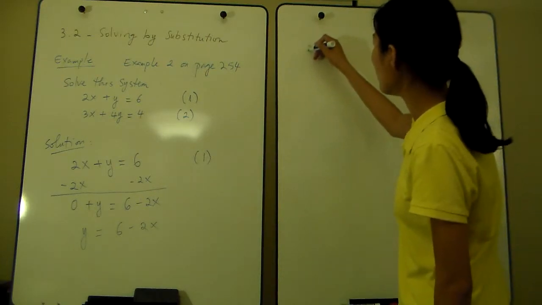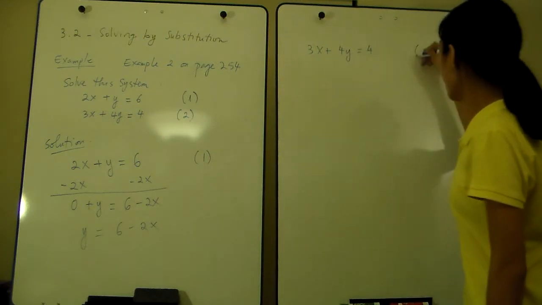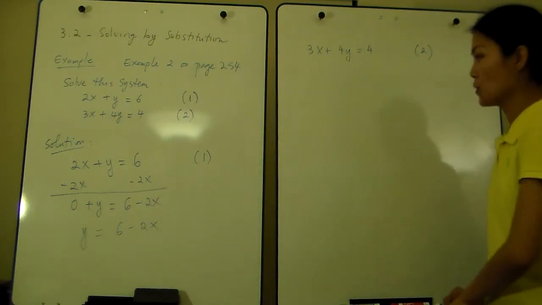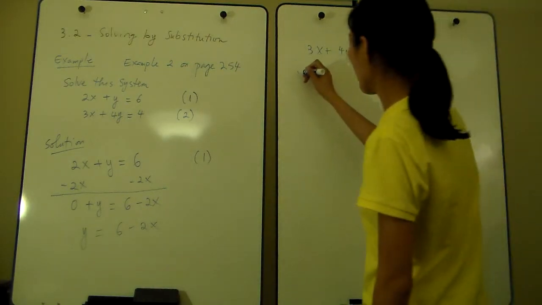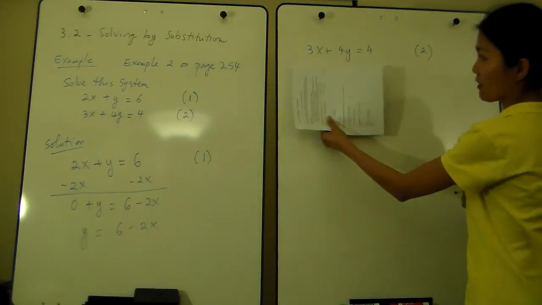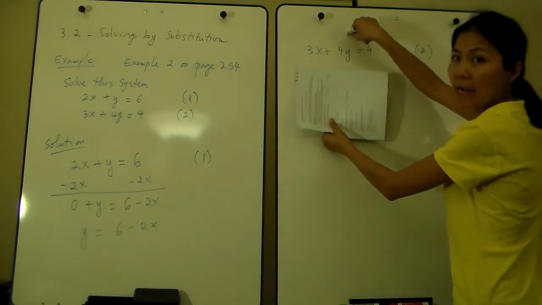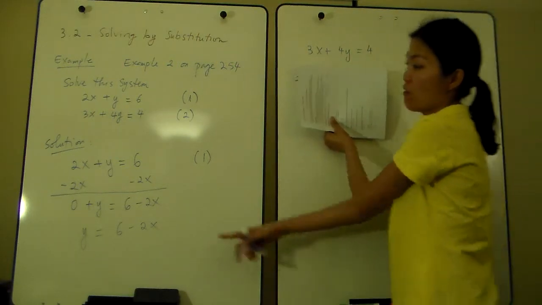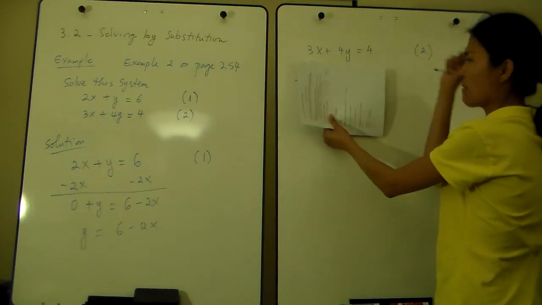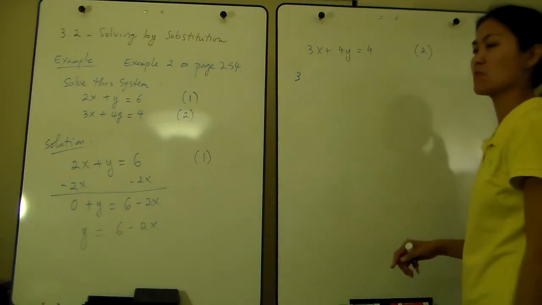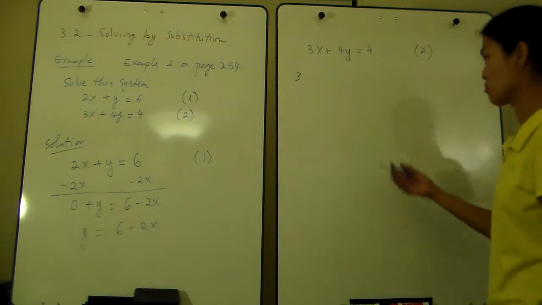Alright, so equation 2 is 3x plus 4y equal to 4. And this is equation 2. So I substitute this y into this y in equation 2. Now, before I do that, look at this. Equation 2 has 2 variables, right? X and y. And pay attention after I substitute this y into this y here in equation 2. So pay attention to see the changes, okay, in terms of how many variables are in the equation after substitution.